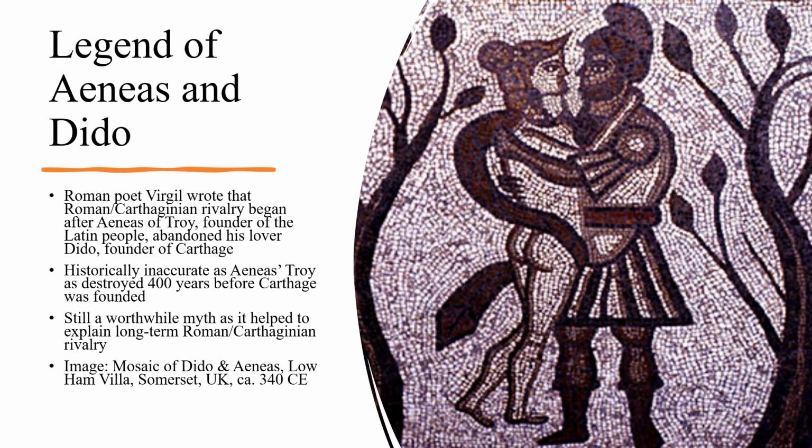Historically speaking, this story doesn't make sense. Carthage was not established until the 800s BCE, whereas Troy, or at least the Troy of Aeneas, was destroyed in the 1200s BCE, so 400 years too early. But this myth is still useful because it explains Roman culture and how the Romans tried to explain their rivalry and their war against the Carthaginians, which will be the subject of future videos.